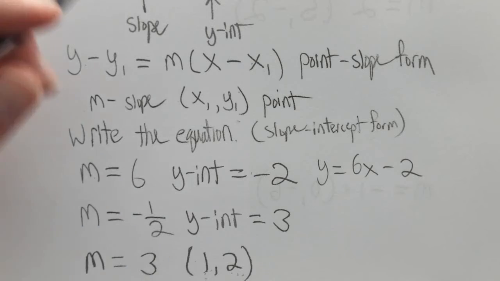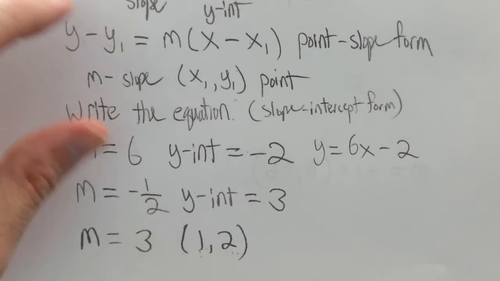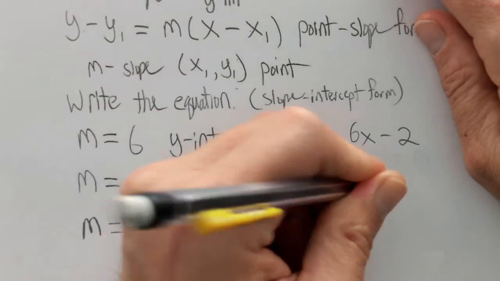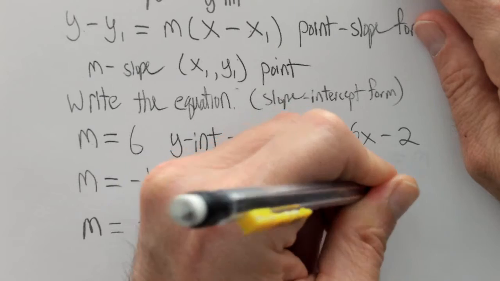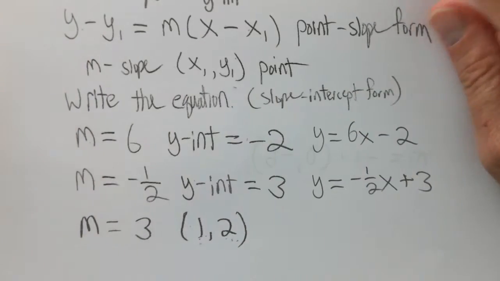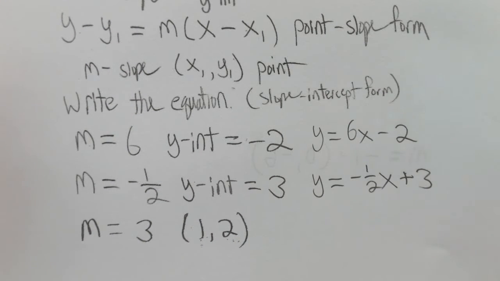Same thing with the next one. If they give you the slope and the y-intercept, that's the easiest problem ever. Just write the answer. Y equals, what's the slope? Negative 1/2 x, the y-intercept is 3, plus 3. All right? And that's it. If they give you the slope and the y-intercept in the problem, those are the two things you need. You just write out the answer and you're done.